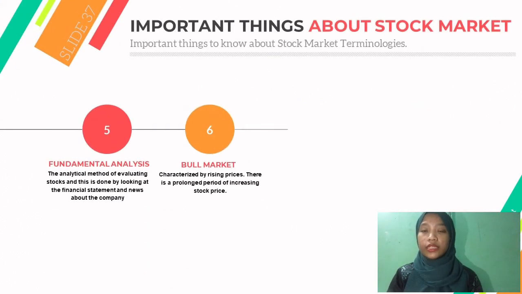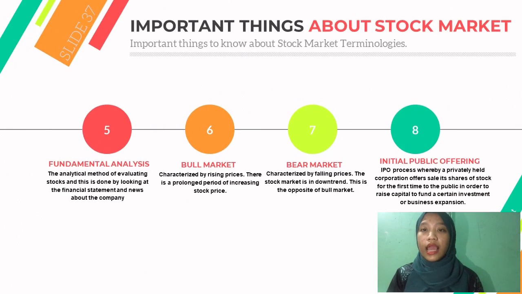Number 5 is fundamental analysis. The analytical method of evaluating stock, and this is done by looking at financial statements and news about the company. Number 6 is bull market, characterized by rising prices. There is a prolonged period of increasing stock prices.